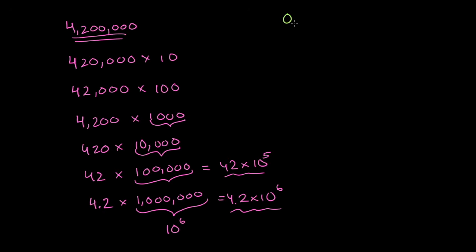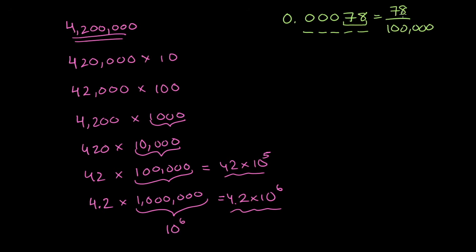For example, if I were to take the number 0.00078, how else could I write that? Well, let me think about it this way. I could think of this as 78. Let me get out my place values. This is tenths, this is hundredths, this is thousandths, this is 10,000ths, this is 100,000ths. So one way I could view that is this is the same thing as 78 over 100,000.